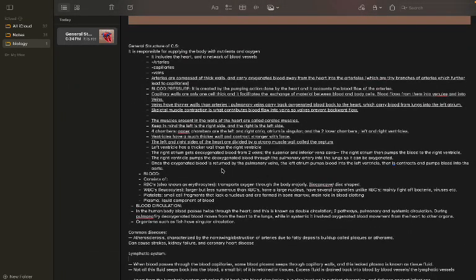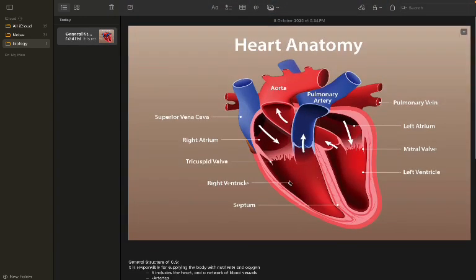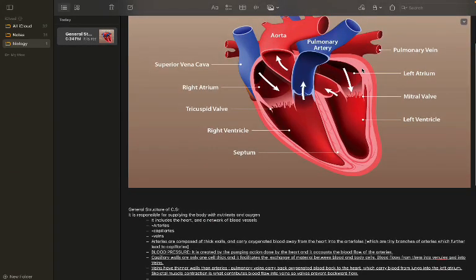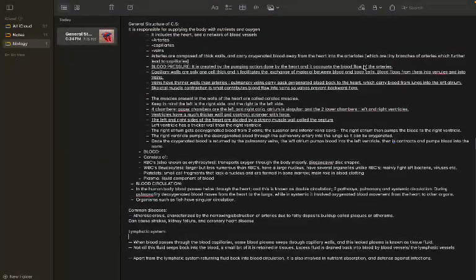The right ventricle then pumps the deoxygenated blood through the pulmonary artery into the lungs so it can be oxygenated. Let me just show you here. The right ventricle pumps blood into the pulmonary artery. You can see it here, and then it goes to the lungs to be oxygenated again, because you can't have deoxygenated blood in your heart. That's very dangerous.